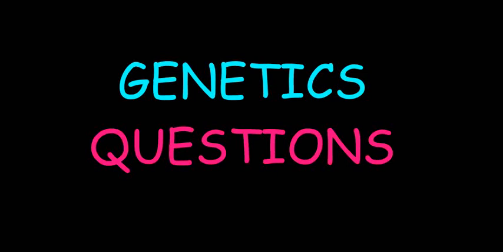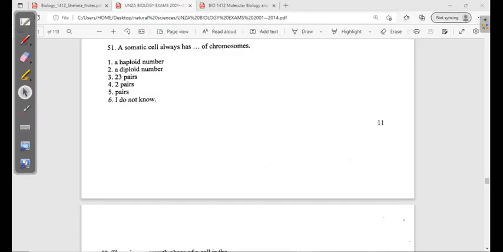We are going to go over genetics questions. The first one here: a somatic cell always has dash of chromosomes. We'll remove what's not true. Pairs of chromosomes. All cells, we know that they've got pairs of chromosomes, whether they are somatic cells or sex cells. And somatic cells don't have two pairs of chromosomes.